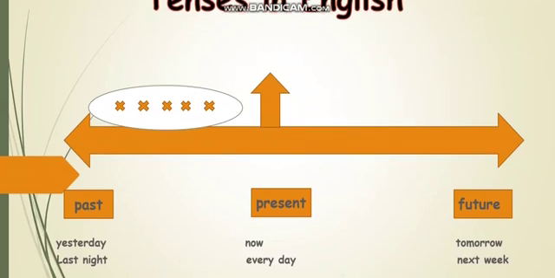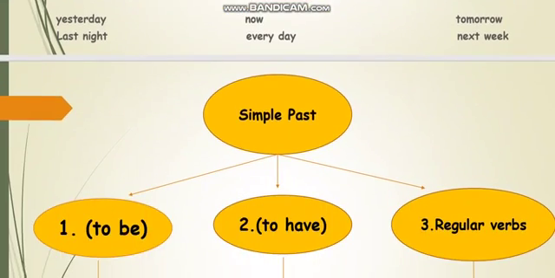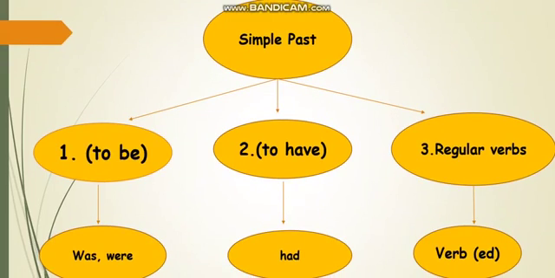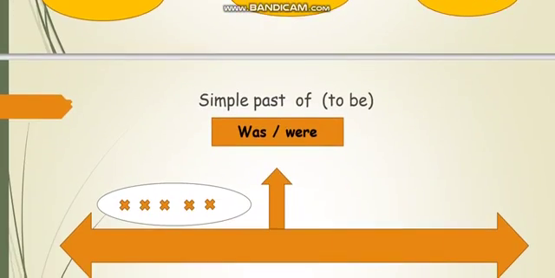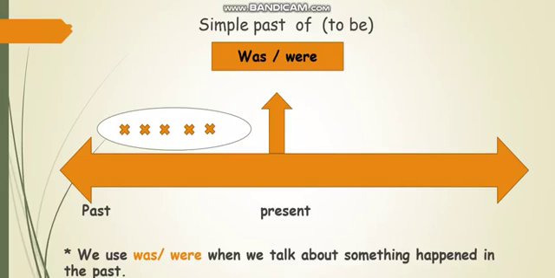Okay? Now in this unit we have to learn simple past of to be, simple past to have, and regular verbs. Okay, so number 1, to be. Verbs to be in the past are was and were, and the past of have is had, and regular verbs with ed. Now let's start. Simple past of to be. Verbs to be are was and were.